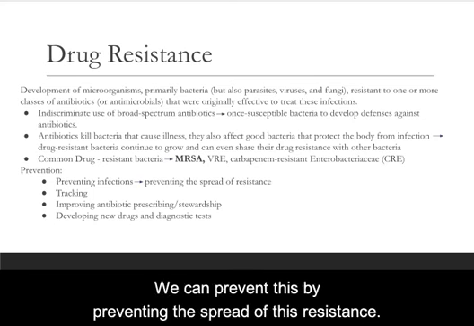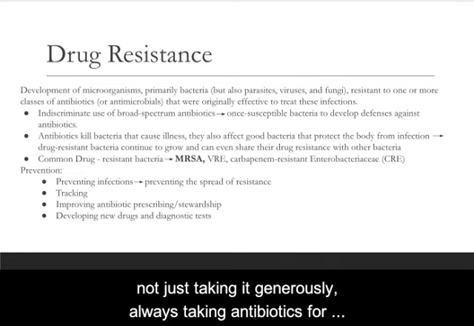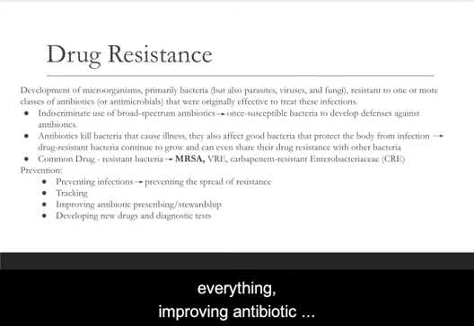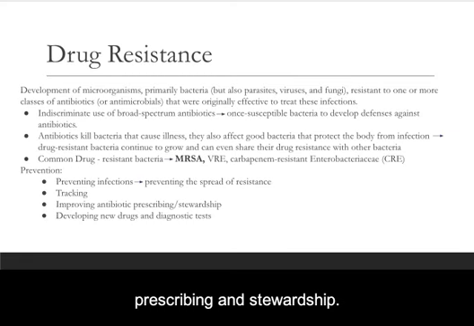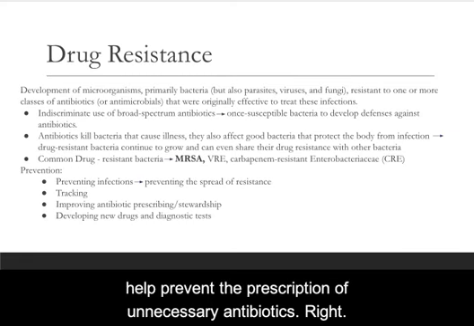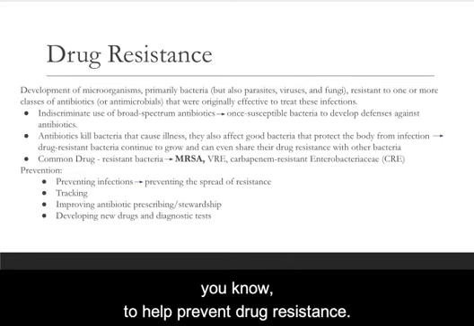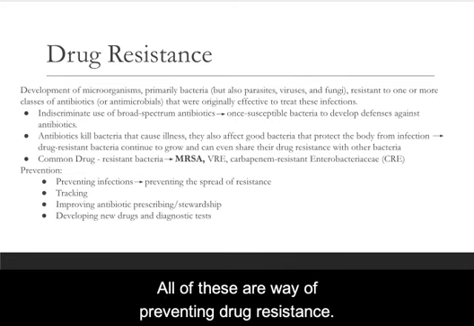How can we prevent this? We can prevent this by preventing the spread of this resistance and tracking antibiotic use, not just taking antibiotics generously for everything. Improving antibiotic prescribing and stewardship. Antibiotic stewardship is when nurses work with providers to help prevent the prescription of unnecessary antibiotics. Right? Developing new drugs and diagnostic tests also helps prevent drug resistance. All of these are ways of preventing drug resistance.